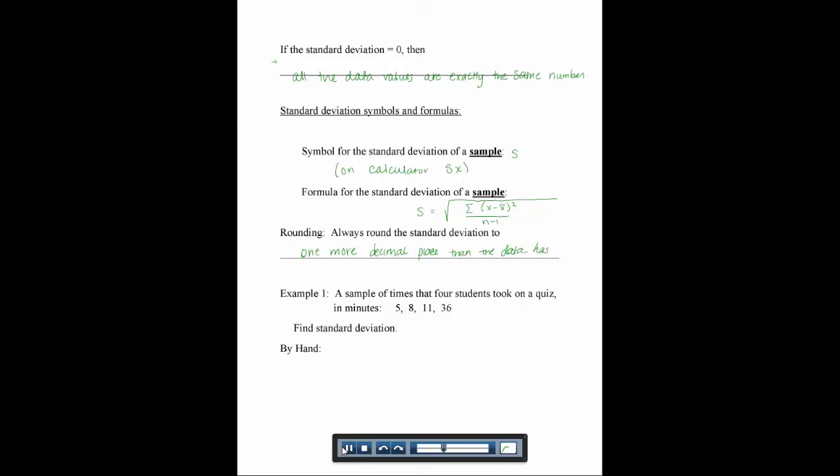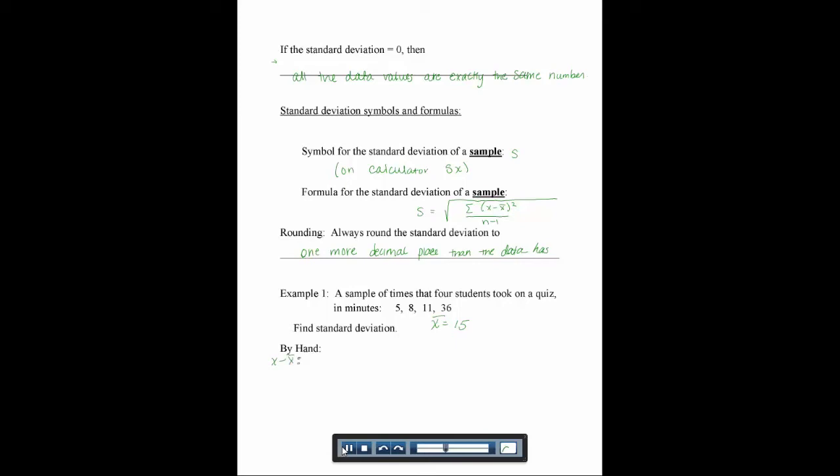Okay, so we're going to look here at the sample of times that 4 students took on a quiz. One student took 5 minutes, one took 8, one took 11, and one took 36. To do it by hand, the first thing we need to do is find the average. If you find the average of these 4 values by adding them up and dividing by 4, we get an average of 15. Now, for each x value, we need to find x minus x bar, because we're going to add all those up.